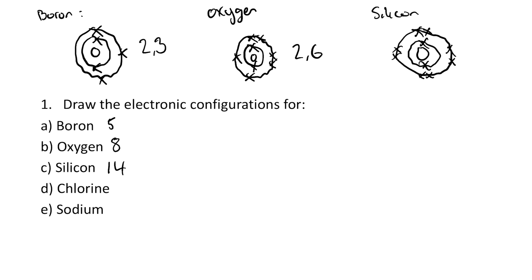Now we've done 10 there. That means there's 4 left, sorry. So the last row can fit 8, so it can fit all 4 in. So 1, 2, 3, and 4. So that is 2, 8, 4.